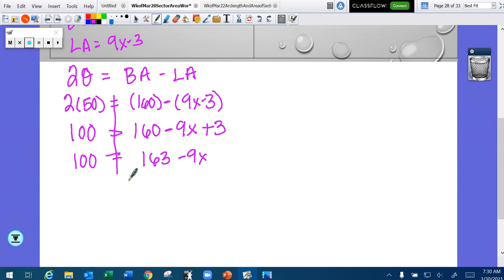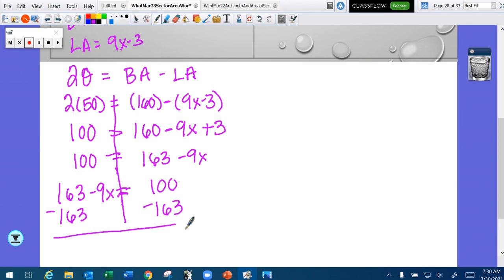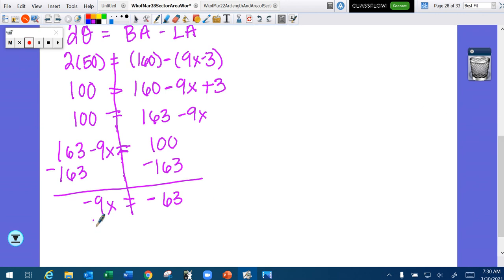I'm going to use my subtraction property of equality to go ahead and get my variable on the left and my constant on the right. So here, I'm going to minus 163, because that constant belongs on the right side. Minus 9x equals negative 63. Divide by negative 9, divide by negative 9, x equals 7.